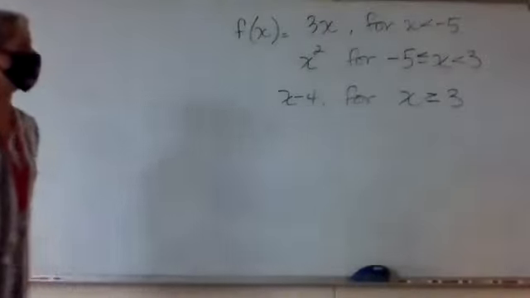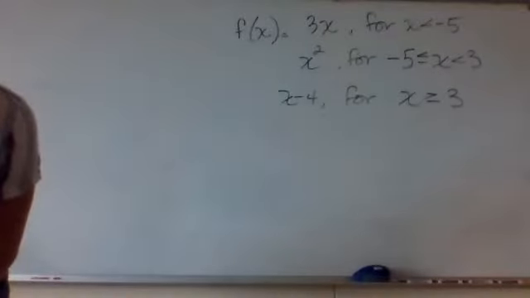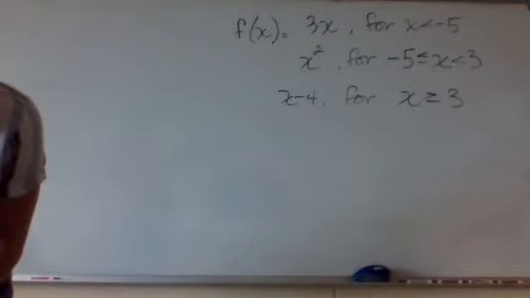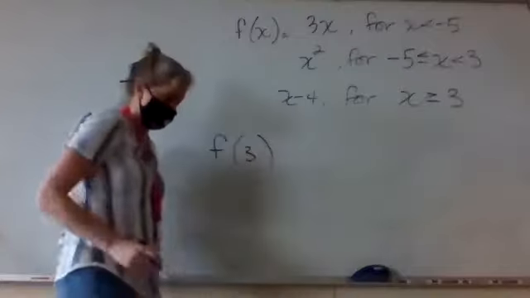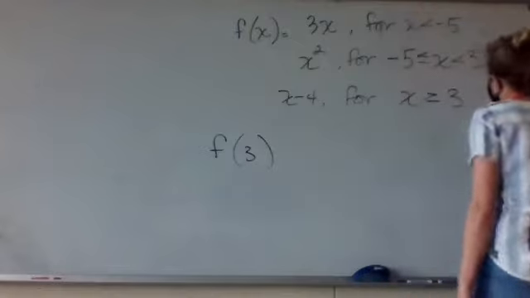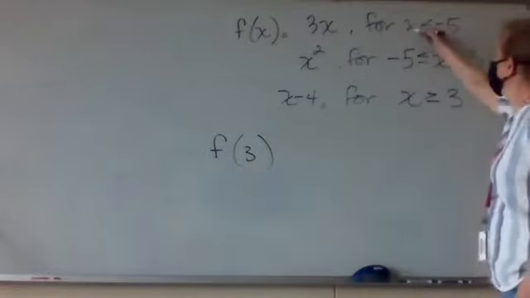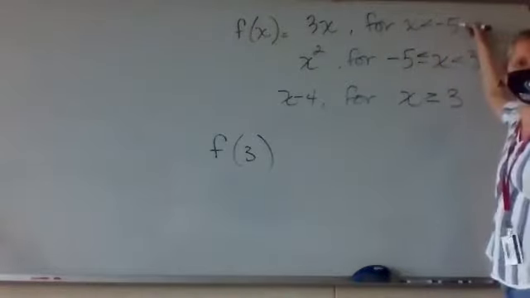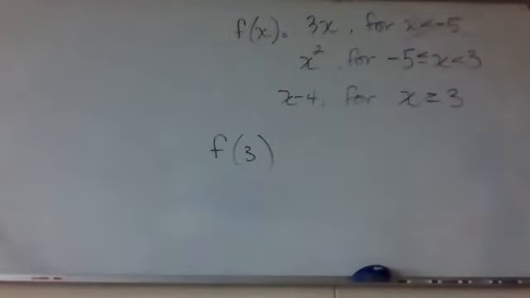So what the question is asking us is, which piece are you going to use if you're asked to find f of 3? So you are looking over here to find where it equals 3. So let's see, is 3 less than -5? No. 3 is bigger than -5, so it's not that piece.